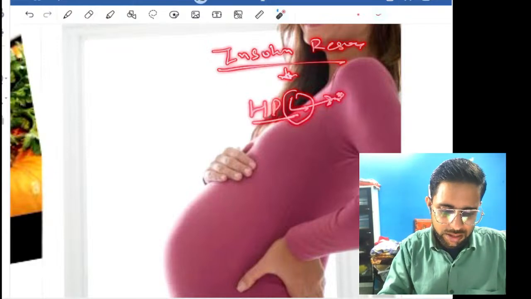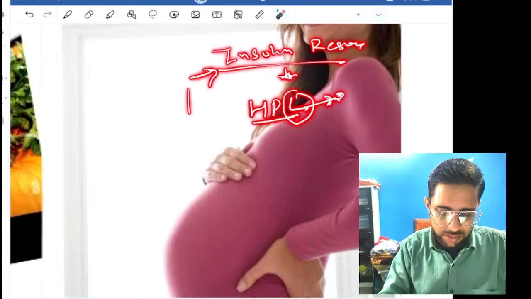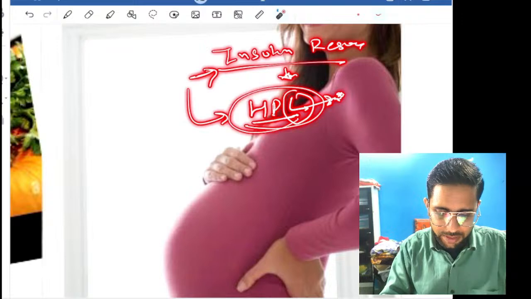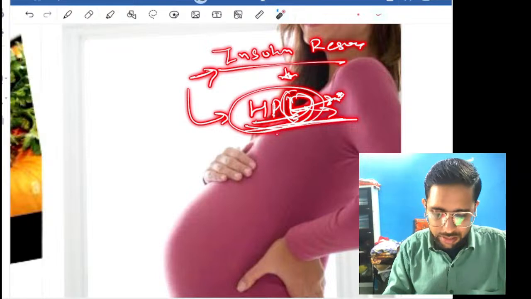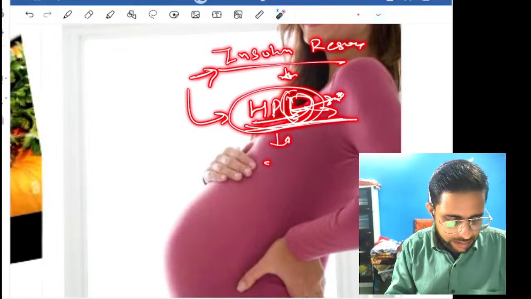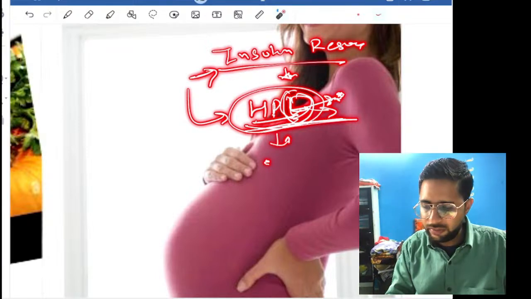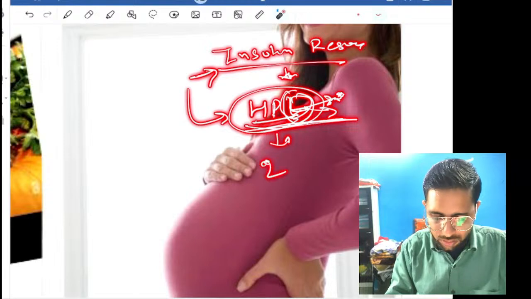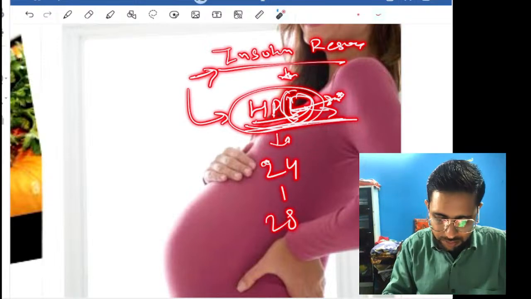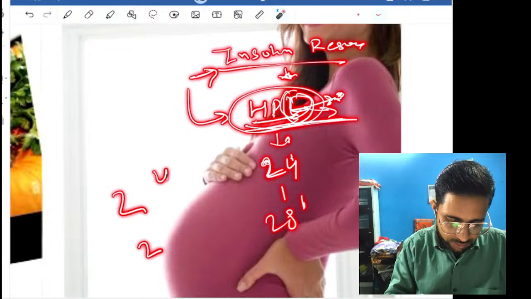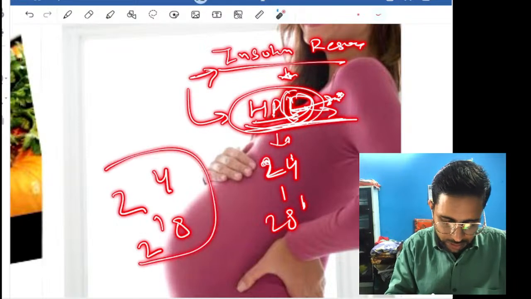So the causative hormone for the insulin resistance is HPL, human placental lactogen. Lactose is a sugar, so it is a diabetogenic hormone. And when do we see insulin resistance in pregnancy? Tell me in the chat box. At 24 to 28 weeks maximum. How do you remember? Just 2 and 2 fixed, 4 ka double 8, so 24 to 28 weeks.